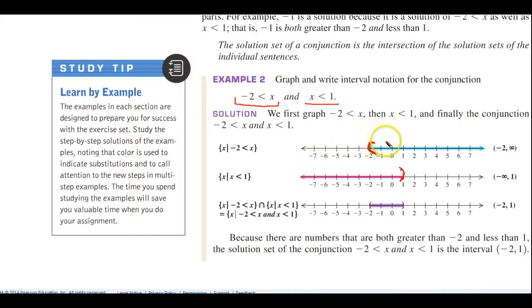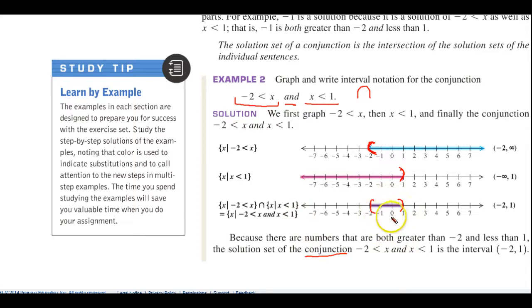Now, here's the part when the word is "and" and you're dealing with an intersection. You're going to project these two lines together and see where they overlap. So it overlaps at a negative 2 going in this direction and a positive 1 going in this direction. So this is the graph now of the intersection, that is the conjunction of these two.